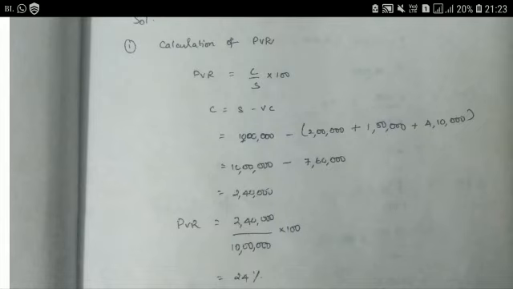The question first given is, from the following information, calculate BEP and PV ratio. You know that BEP is nothing but break-even point, the point where there is no profit, no loss situation. BEP can be calculated both in rupees and units, but in this sum we have to calculate BEP in rupees, and also they have asked.